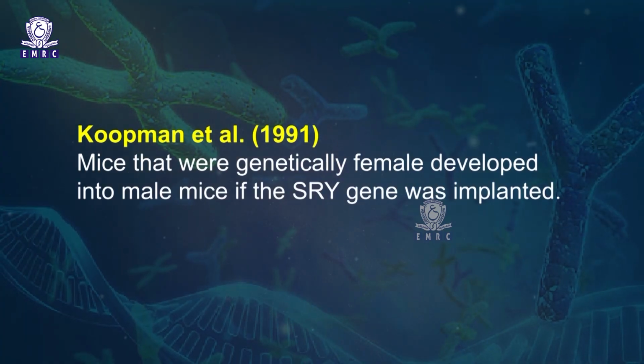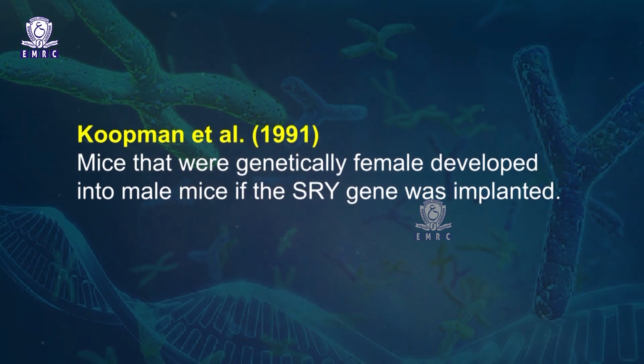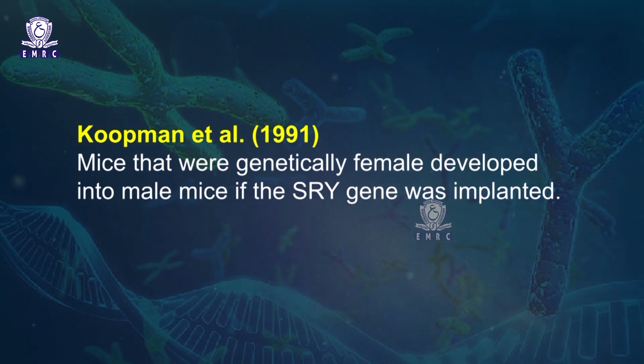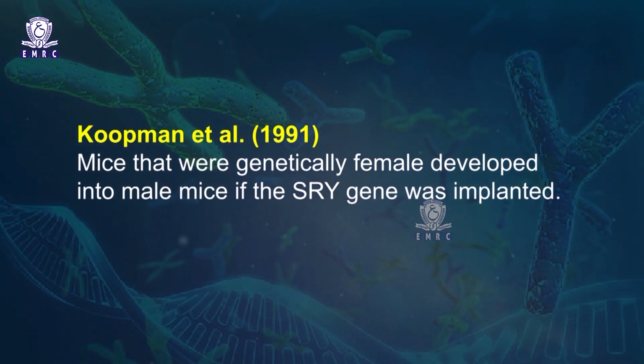Koopman and others found that mice that were genetically female developed into male mice if the SRY gene was implanted. One of the most controversial uses of this discovery was as a means for gender verification at the Olympic Games, under a system implemented by the International Olympic Committee in 1992. Athletes with an SRY gene were not permitted to participate as females.